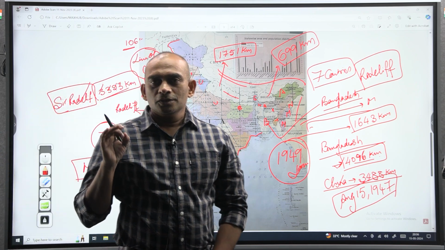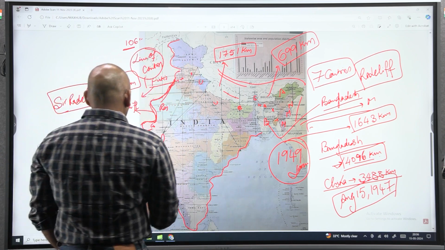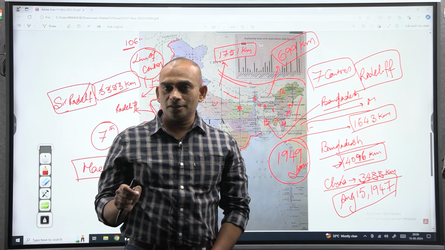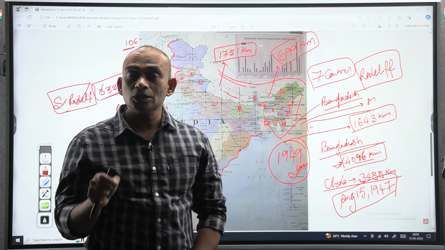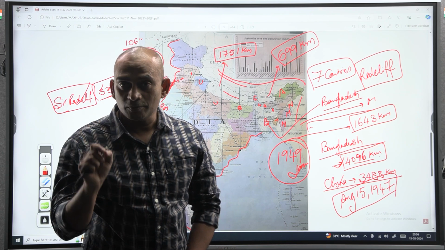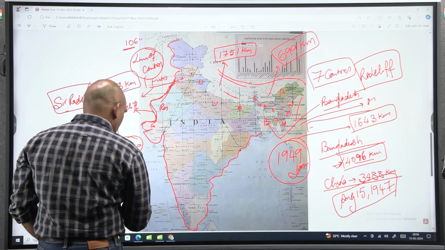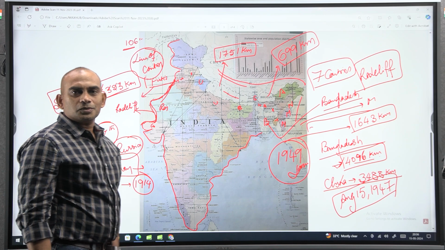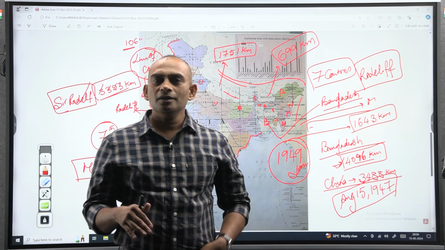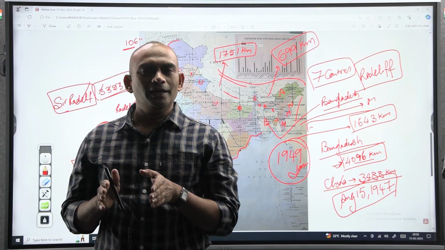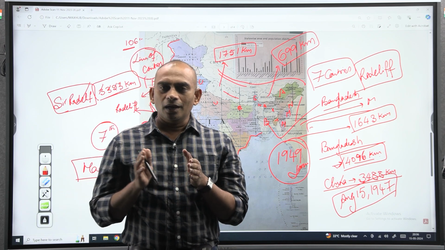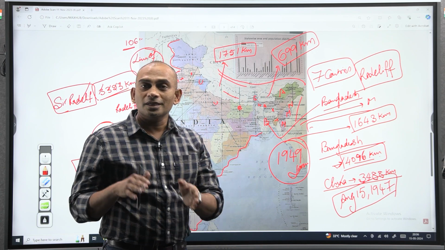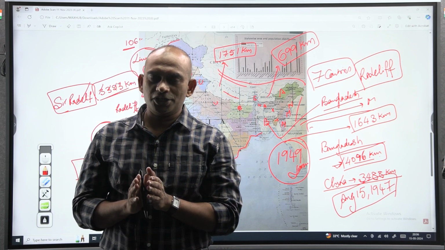So he was the negotiator, and this convention was also held at Shimla, but in the year 1914, between China, Tibet and India. At that point of time, this entire boundary was named after this chief negotiator.